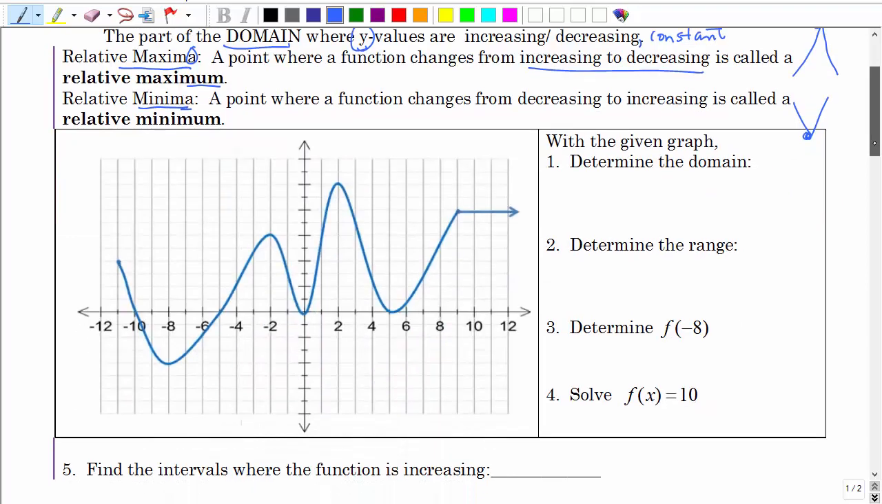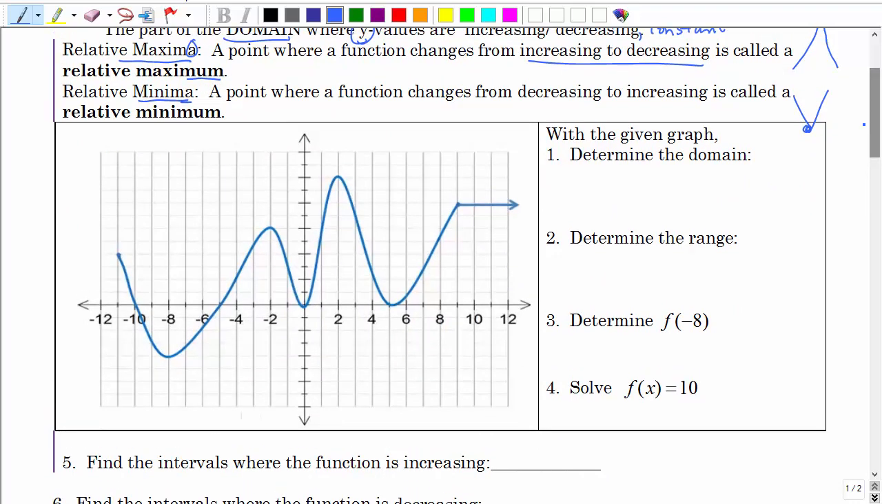So let's look at this graph. We want to determine the domain, so the whole x values. Remember, that's left to right. So the furthest left this graph goes is at -11, and then it goes on forever. So we have bracket -11 to positive infinity.